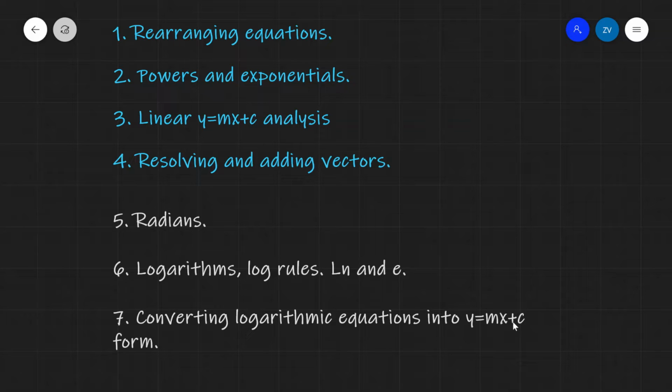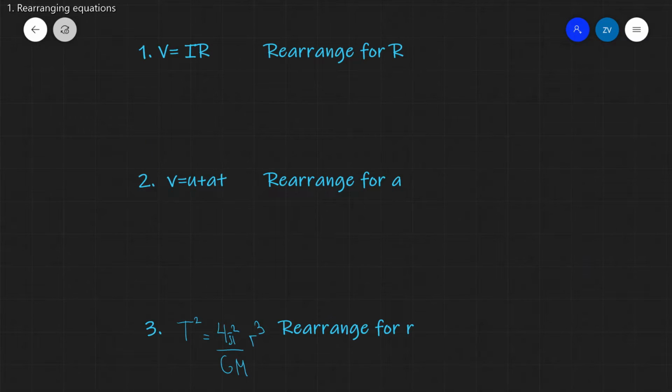Well, let's get started with number 1, rearranging equations. So let's do some rearranging. The secret to rearranging is realizing that an equation means that the left-hand side has got to be equal to the right-hand side. If that's the case, whatever we do to the left-hand side has got to equal whatever we do to the right-hand side.